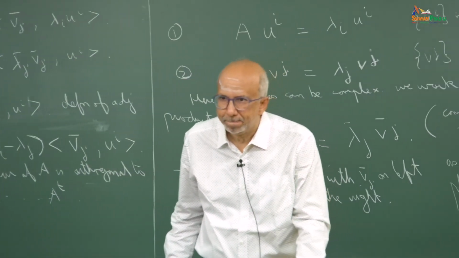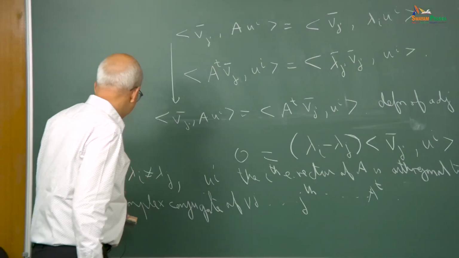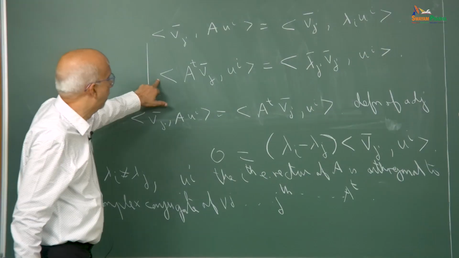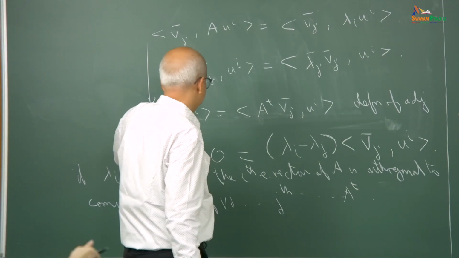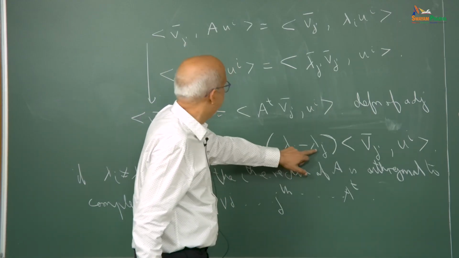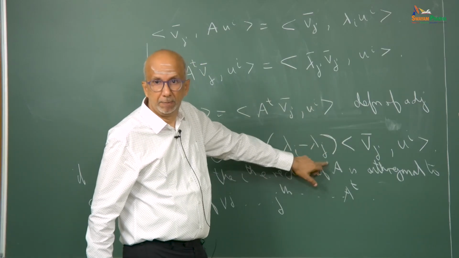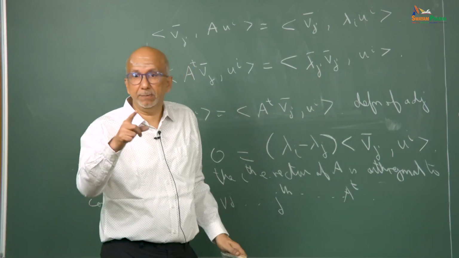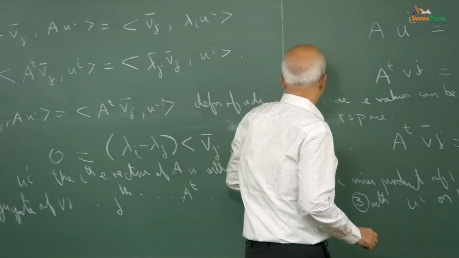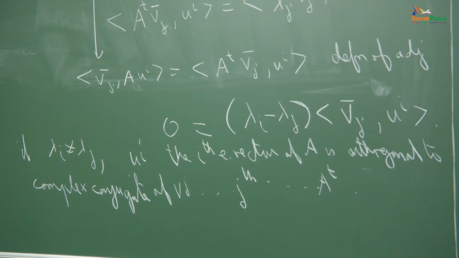Where did I miss the bar? Here. This one? No, it is not lambda bar j. That is what I am saying. It is not lambda bar j, because it is lambda j. Because of the way we define the inner product, remember, this is lambda j. That is what I was trying to explain, but it is good you asked me the question.